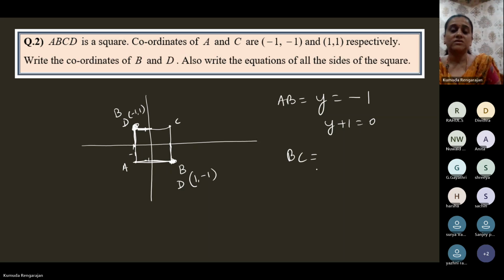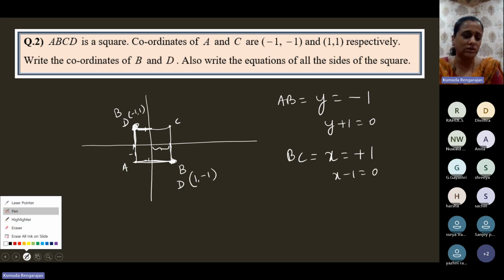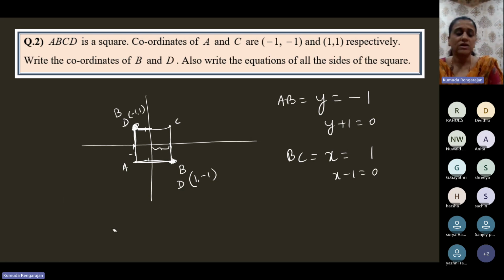BC. Side BC is parallel to the y-axis, so its equation will be of the form x is equal to a number. BC lies to the right side of the y-axis, right side, positive. And distance, 1 unit. So x is equal to 1 or x minus 1 is equal to 0. You don't have to mention the plus sign. So x is equal to 1 or x minus 1 is equal to 0 is the equation of the side BC.